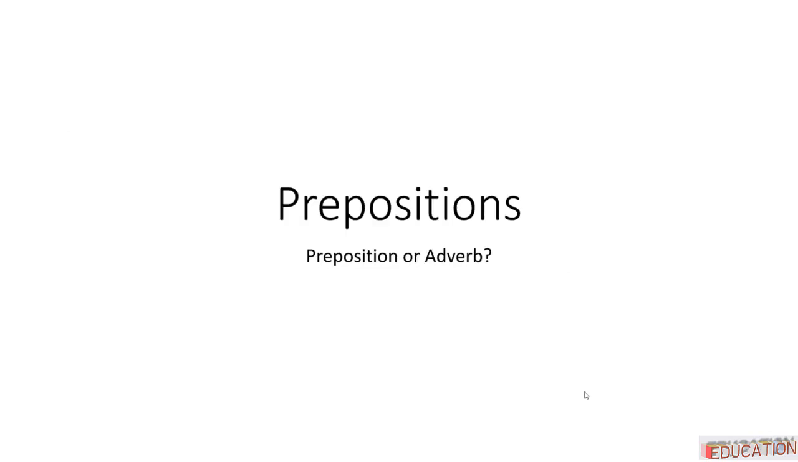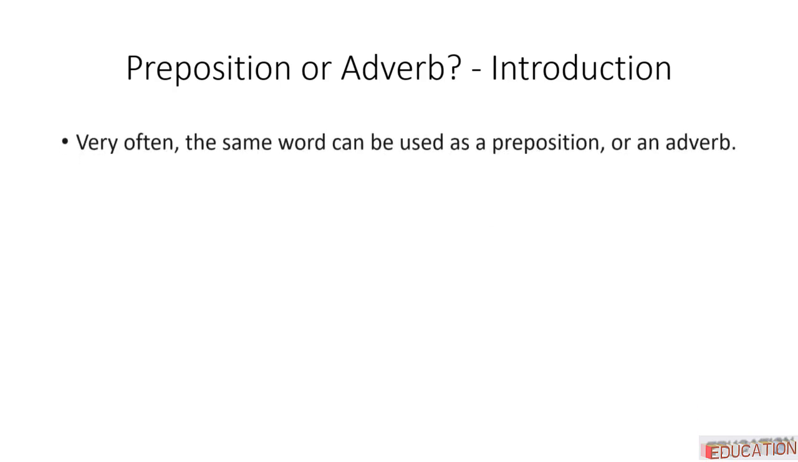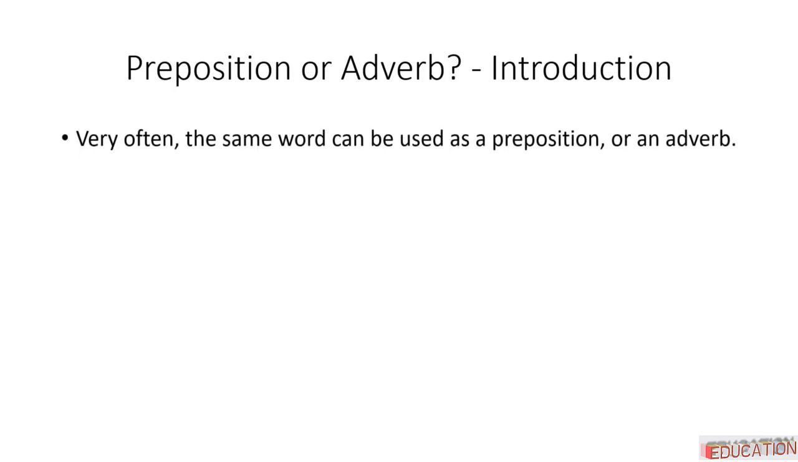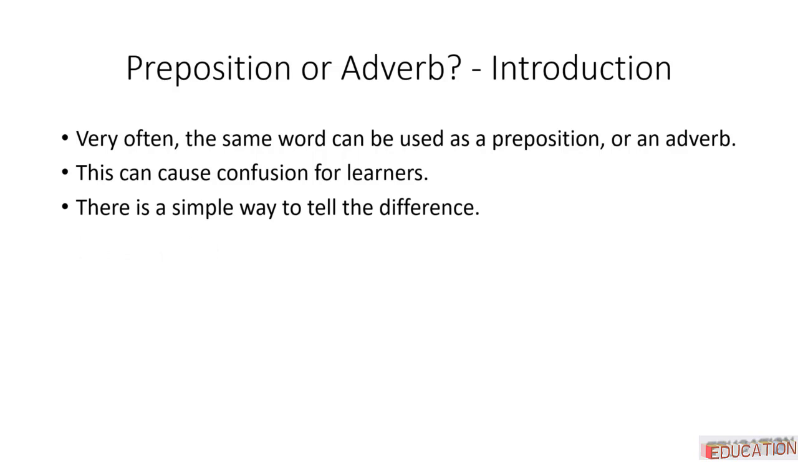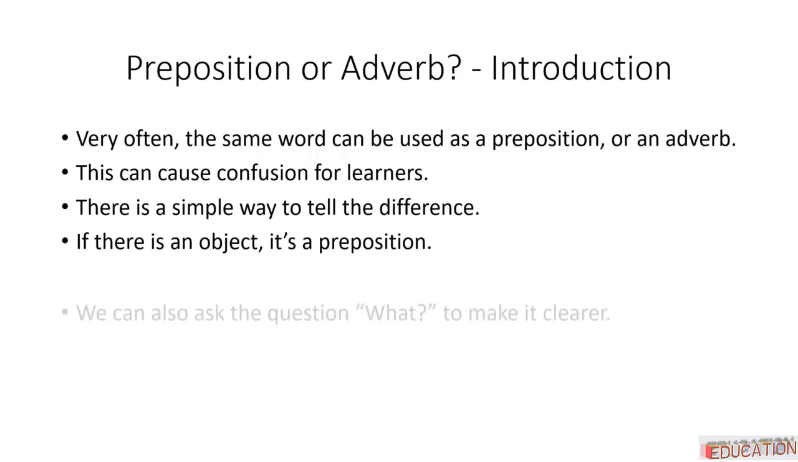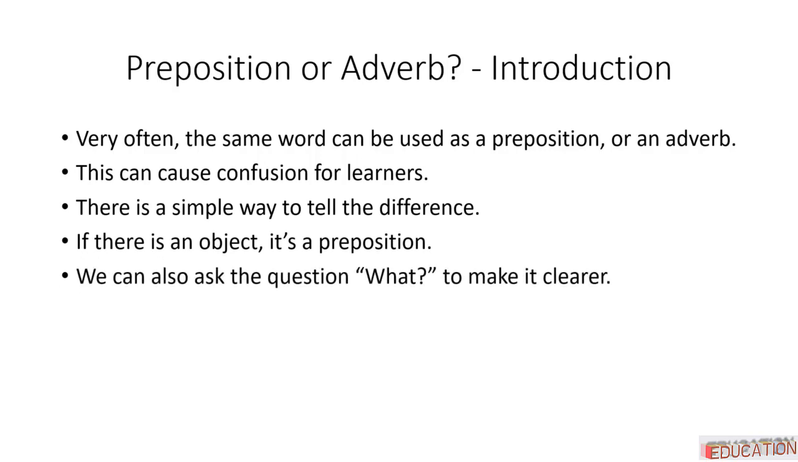This short lesson deals with the question of whether a word is a preposition or an adverb. Now, very often we will have the same word and it can be used as a preposition or an adverb. And this can really cause confusion for learners. But there is a relatively simple way to tell the difference. So if there's an object, it's a preposition. We can also ask the question what to make it clearer. And if there's no object, then it's an adverb.